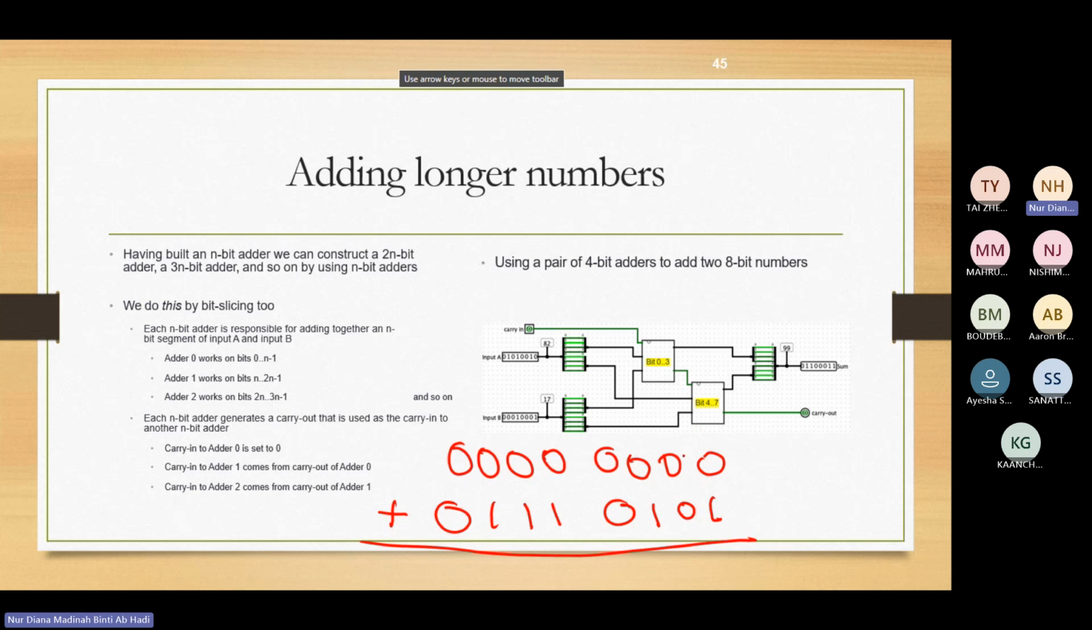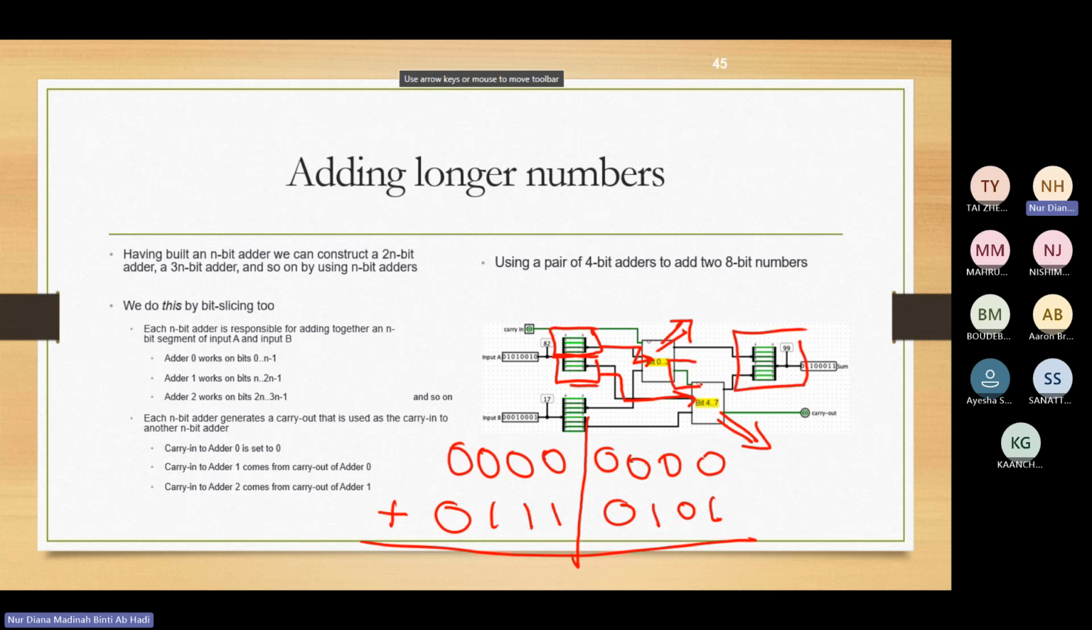We can either use single-bit slicing, or we can do 4-bit slicing. If we do the 4-bit slicing, we only need 2 of these 4-bit adders. So you separate your slices like this. The first slice goes to the first adder, and the second slice goes to the second adder. At the end of the process, they will be merged together.